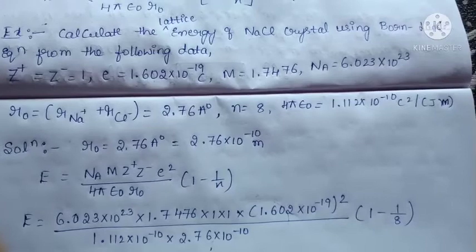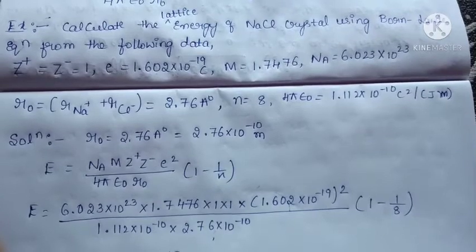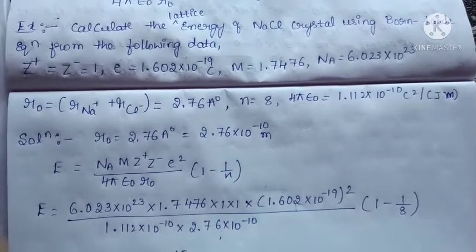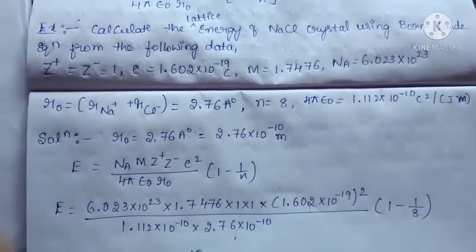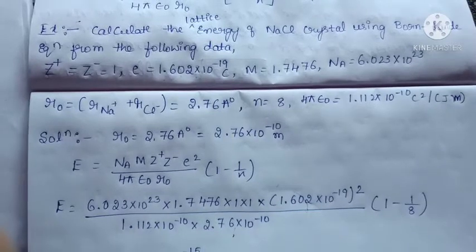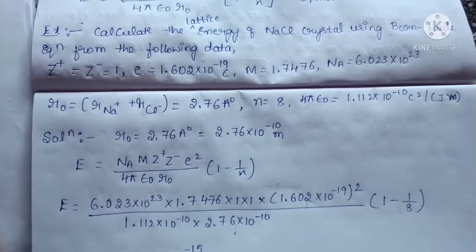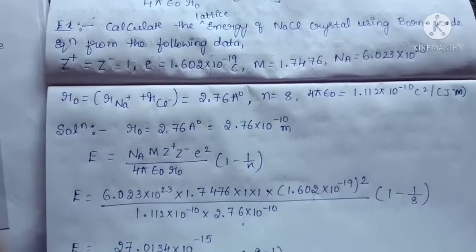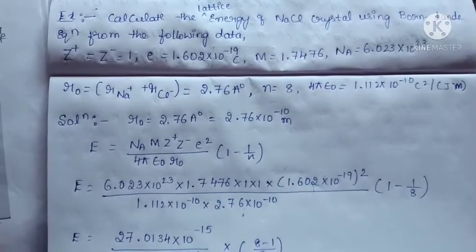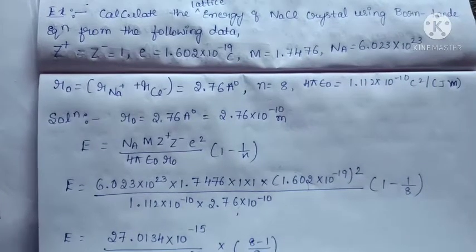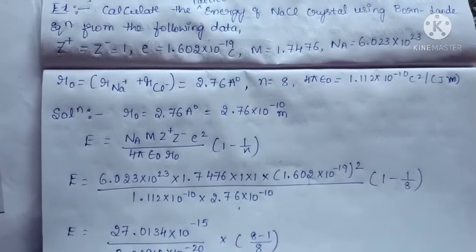Calculate the lattice energy of sodium chloride. Here they are giving a sodium chloride crystal, using the Born-Lande equation from the following data. Here Z plus is equal to Z minus is equal to 1. It means the charge of the cation and the charge of the anion should be 1. I already told that in NaCl, sodium donates 1 electron, so it carries a +1 charge, and chlorine accepts 1 electron, so it carries a -1 charge.